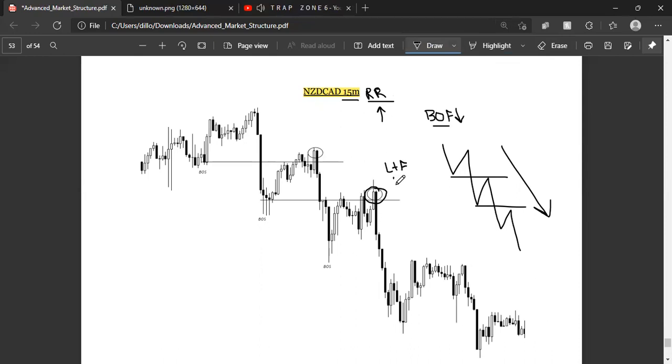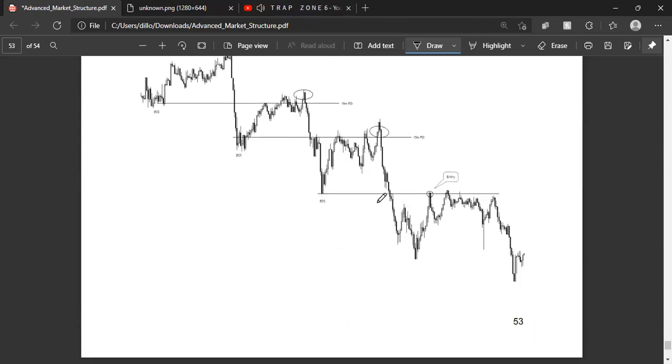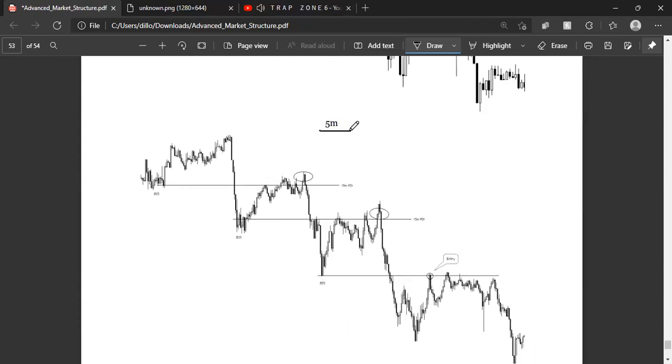we go to the lower time frame in this area and wait for a break of structure to the downside, in line with what would be the higher time frame on this, the 15-minute. So we drop down to the 5-minute.